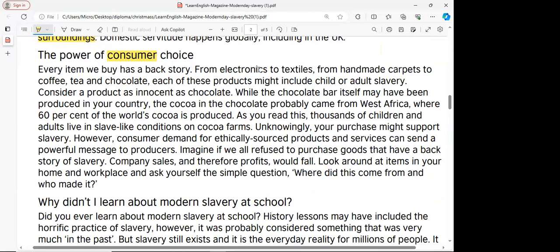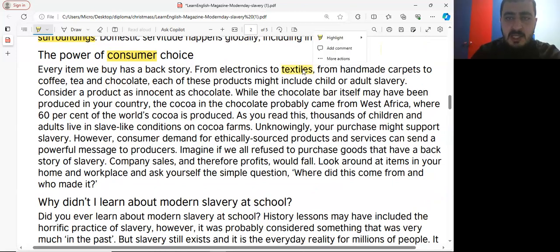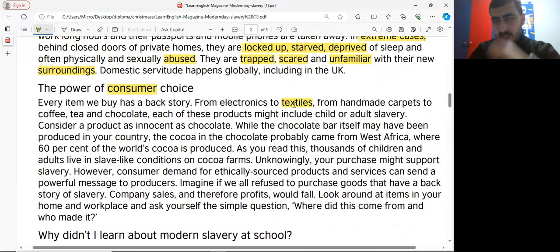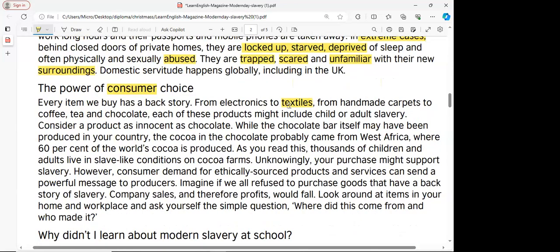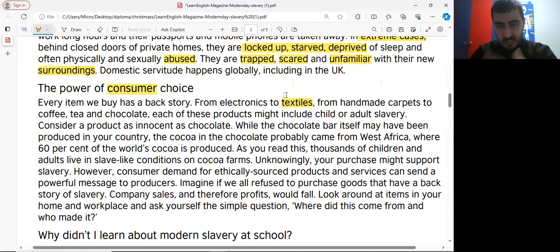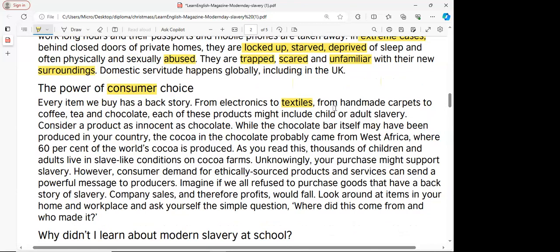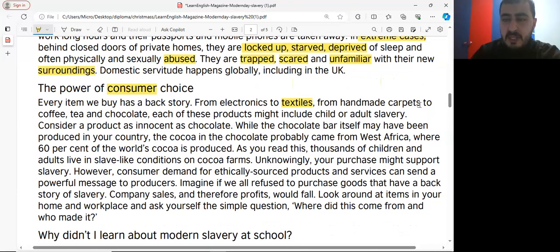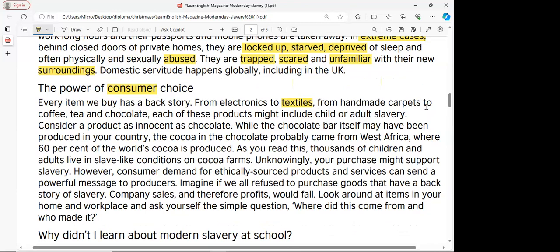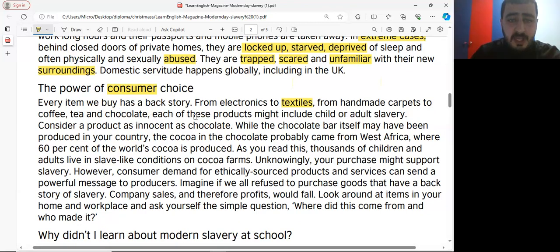From electronics to textiles. Textiles, the exact meaning, yes. Electronics to textiles. From handmade carpets, yes, to coffee, tea, and chocolate. Each of these products might include child or adult slavery.